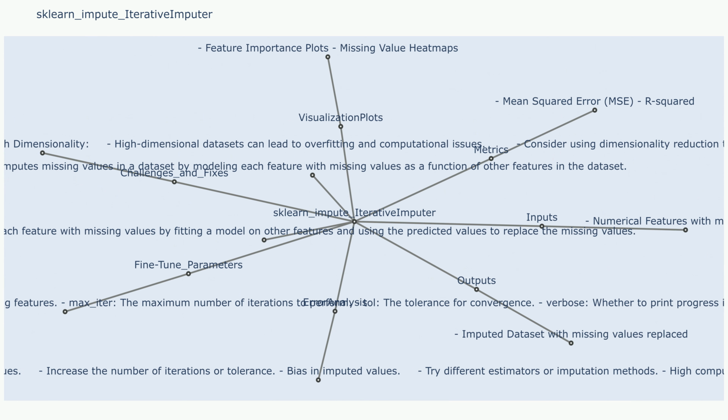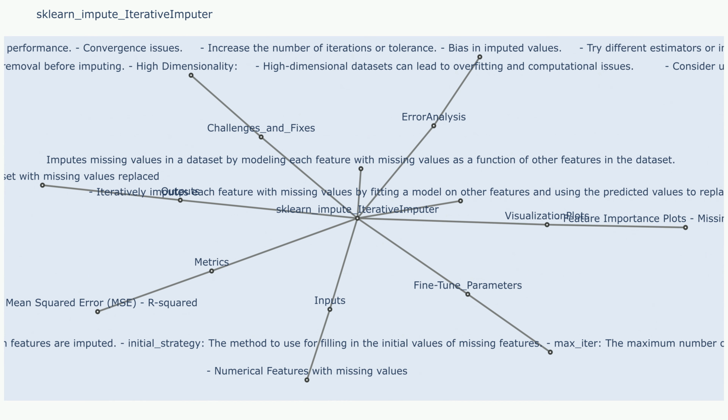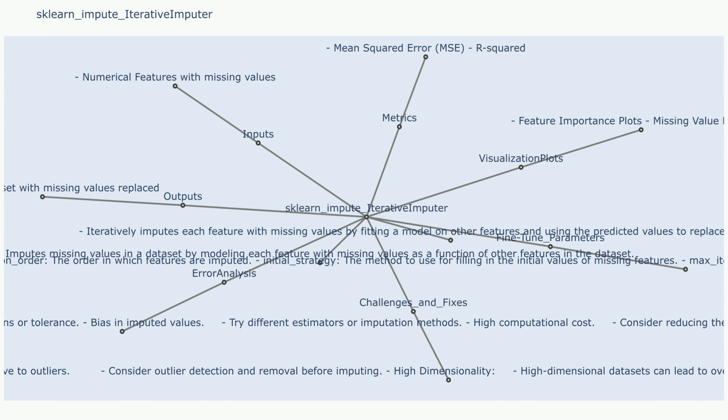Reducing iterations. Lowering the number of iterations, max_iter, can decrease computational time without sacrificing imputation accuracy. Choosing simpler estimators. Using simpler estimators like linear regression or decision trees can reduce the computational burden. Parallel processing, if possible. Leveraging parallel processing or distributed computing can accelerate the imputation process.